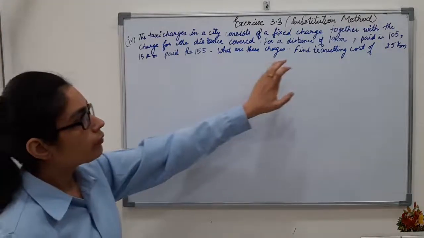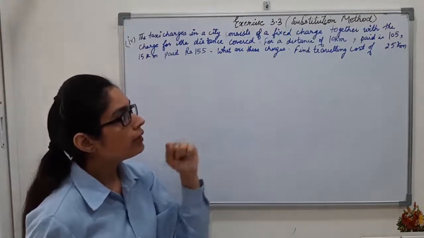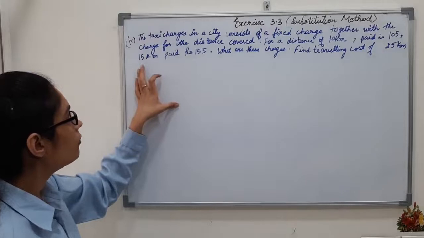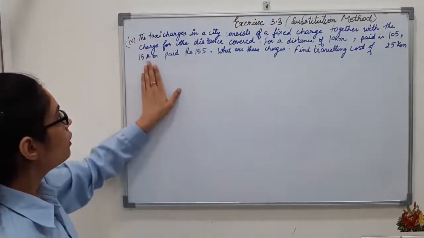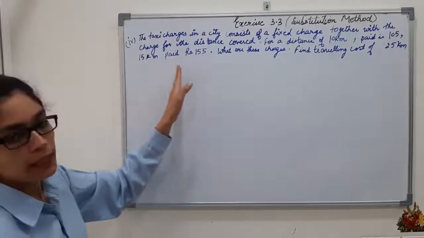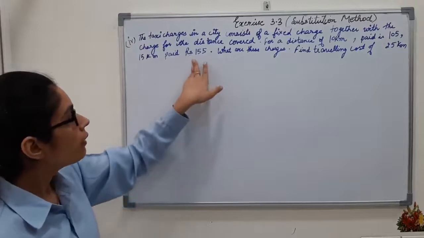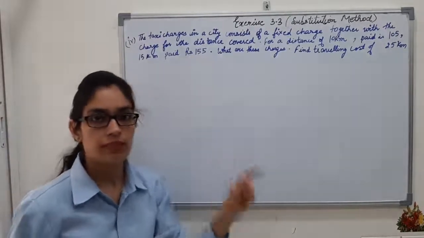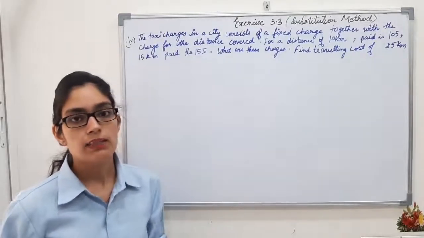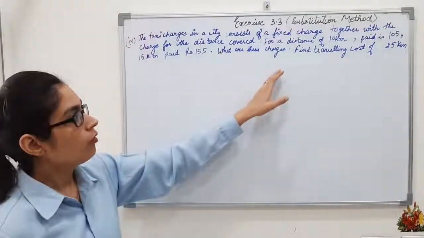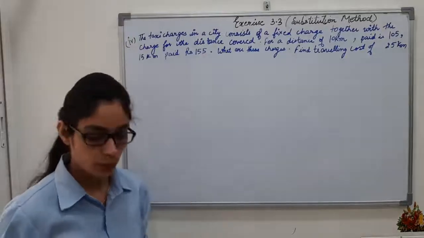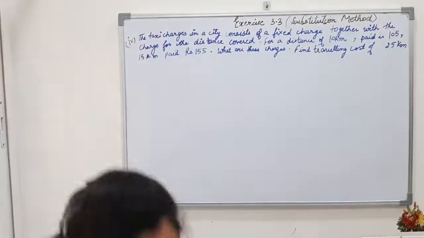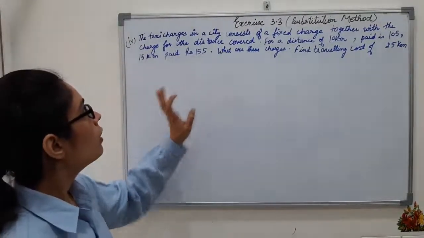If the person traveled a distance of 10 kilometers, he paid 105, and if he traveled 15 kilometers, he paid 155. So what are these charges? You have to find the fixed charge and the charge per kilometer, and find the traveling cost of 25 kilometers. Once again I will explain.